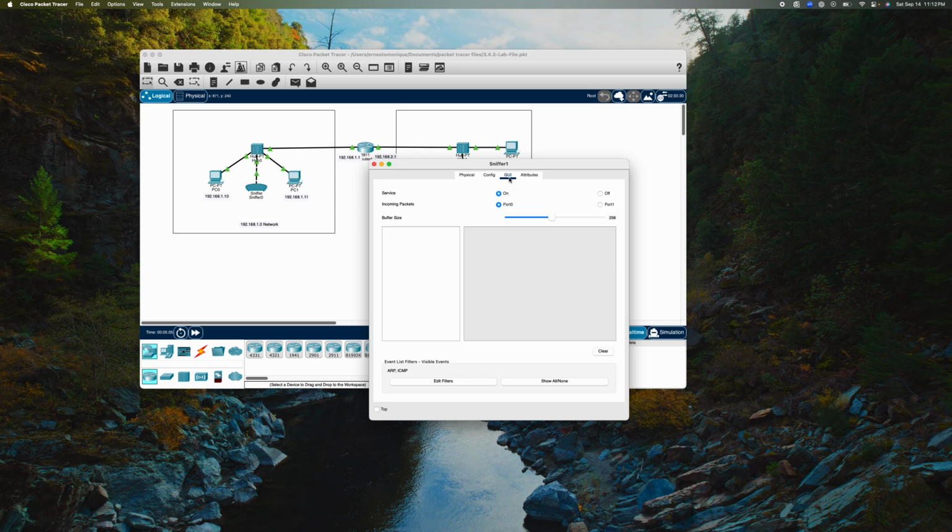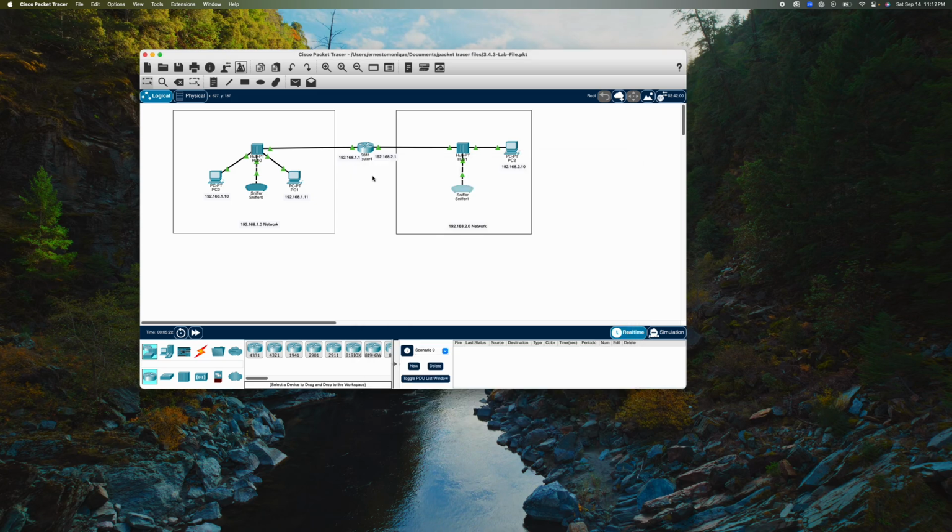If we take a look at the GUI, we see the buffer. The buffer has nothing in it. That means it didn't receive any ARP signal from this other network. So that is proving that ARP is only gonna work within the same network that we are working with.